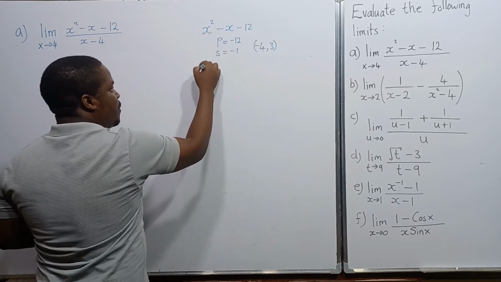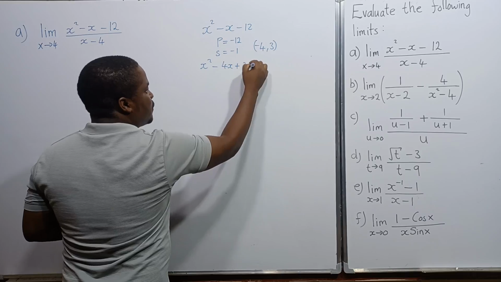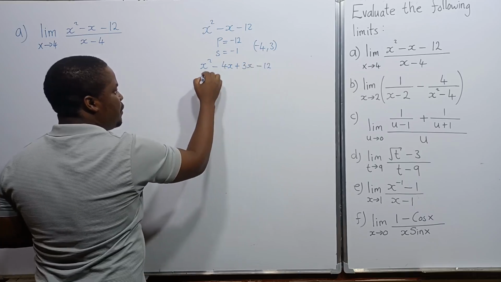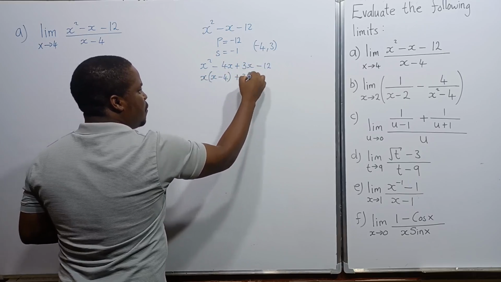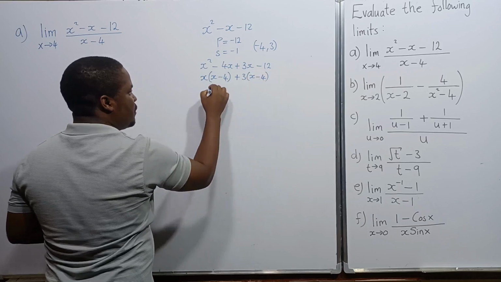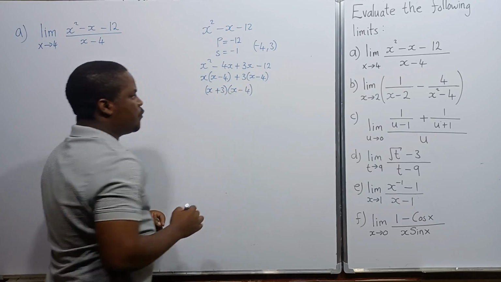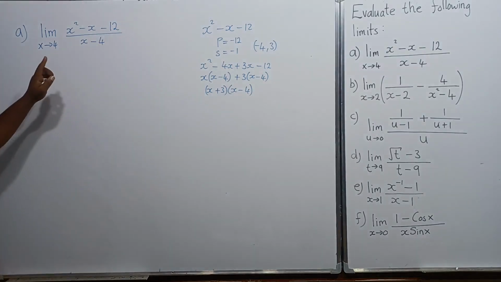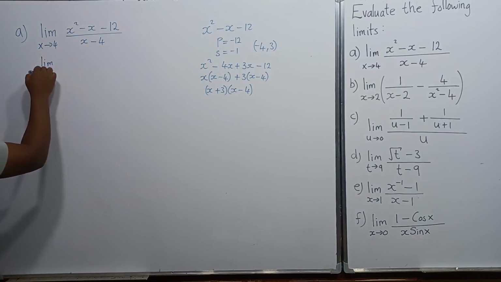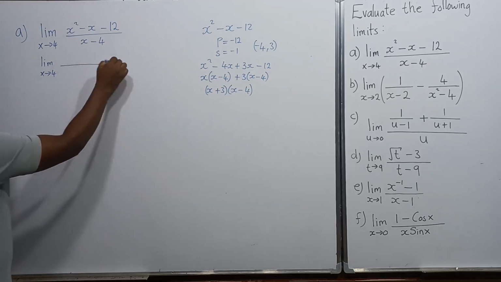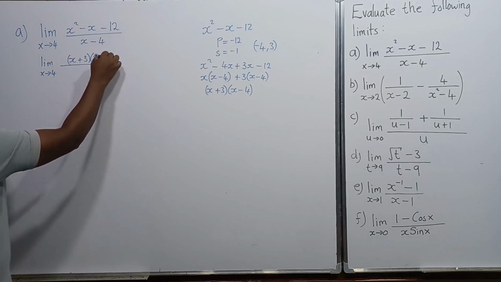So this can become x squared minus 4x plus 3x minus 12. Then we can factorize here, we get x minus 4. Same thing, we factorize here, we'll get x minus 4. So this gives us (x plus 3)(x minus 4). So having factorized that, now we can go ahead and replace, so that we get the limit as x approaches 4. Factorizing the numerator, we got x plus 3 and x minus 4.